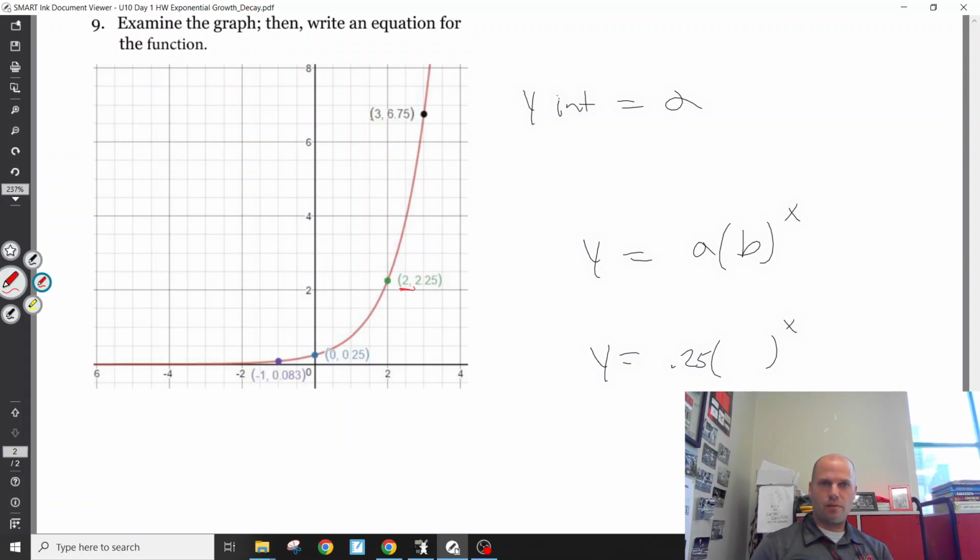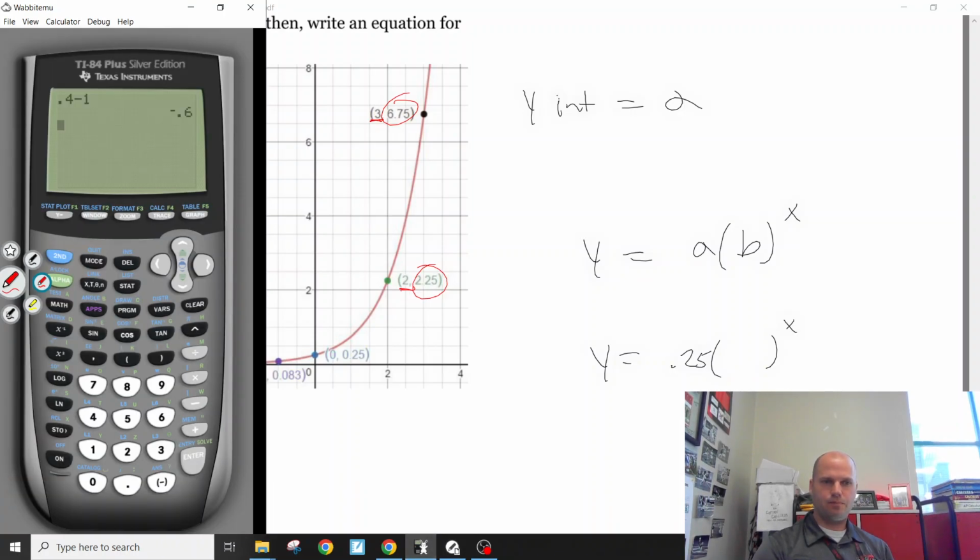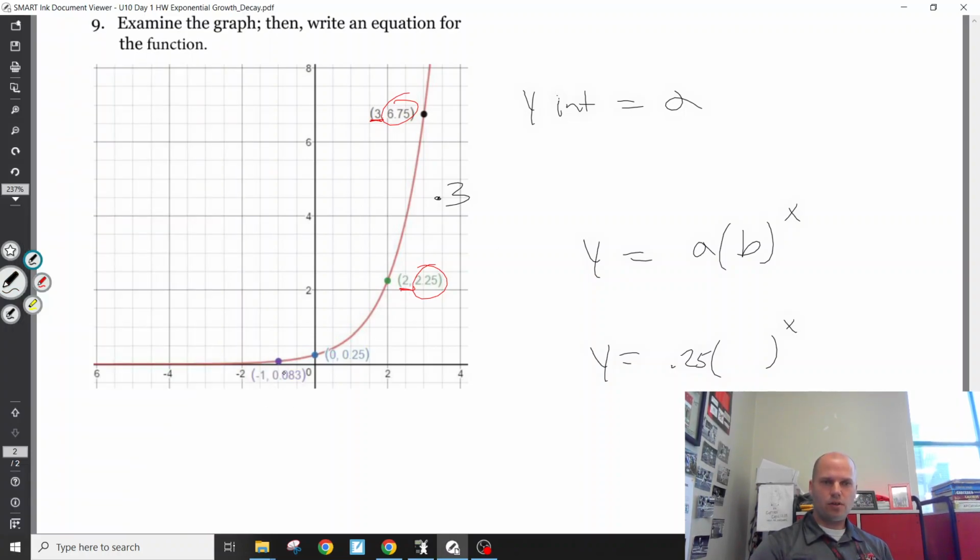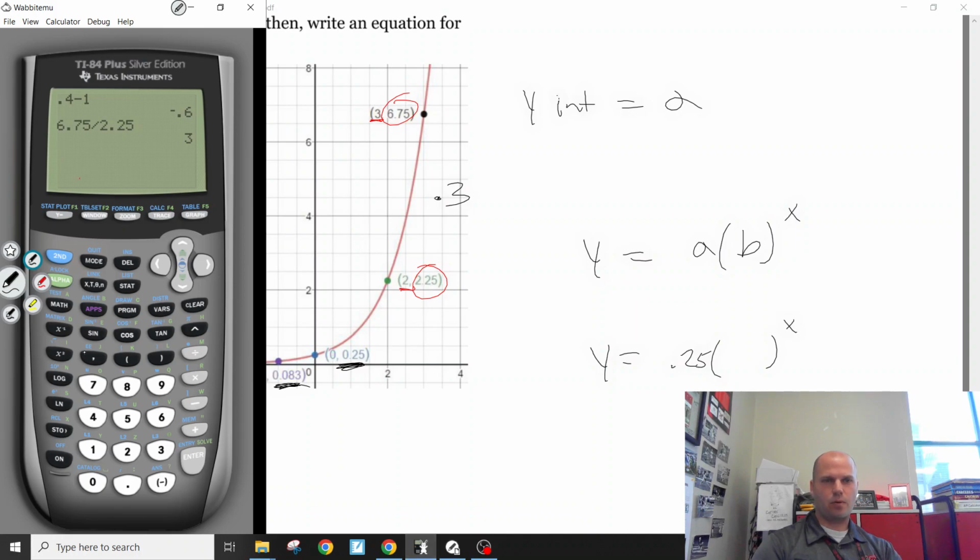Here's 2, here's 3, so there are two sequential numbers giving me y values of 6.75 and 2.25. I'm going to take those numbers and divide them: 6.75 divided by 2.25. And I can see to get from this value to that value, I multiply by 3. Well, let's look at another set of numbers, from negative 0.083, which probably should be a fraction because it probably isn't going to work out nicely.